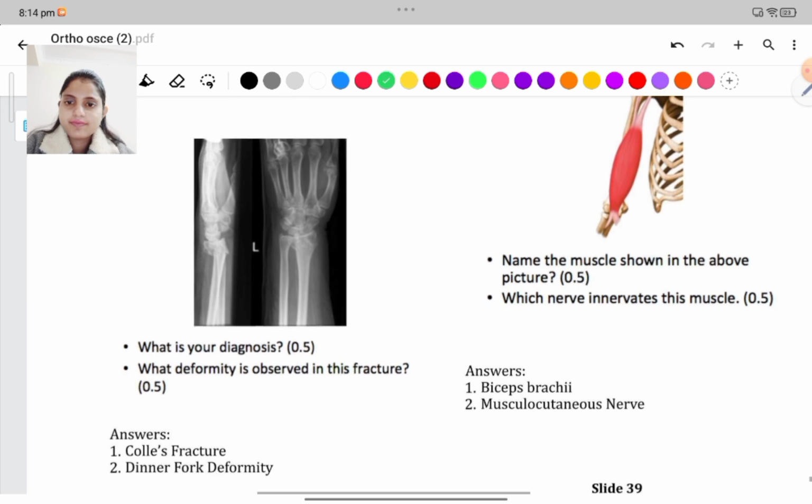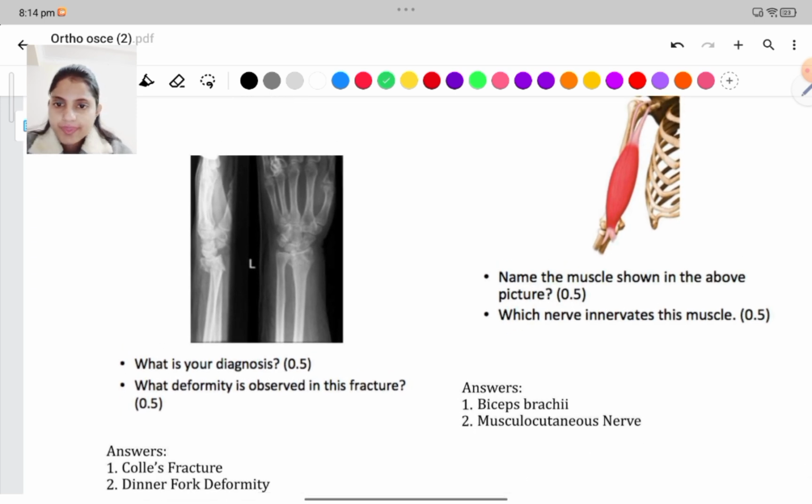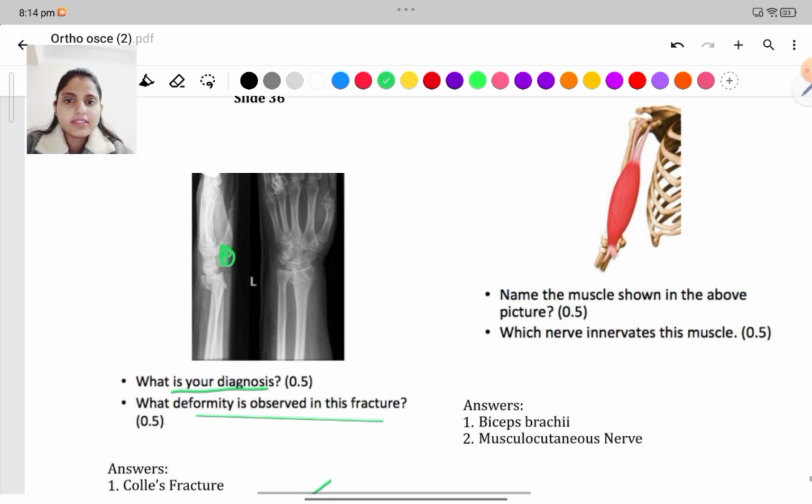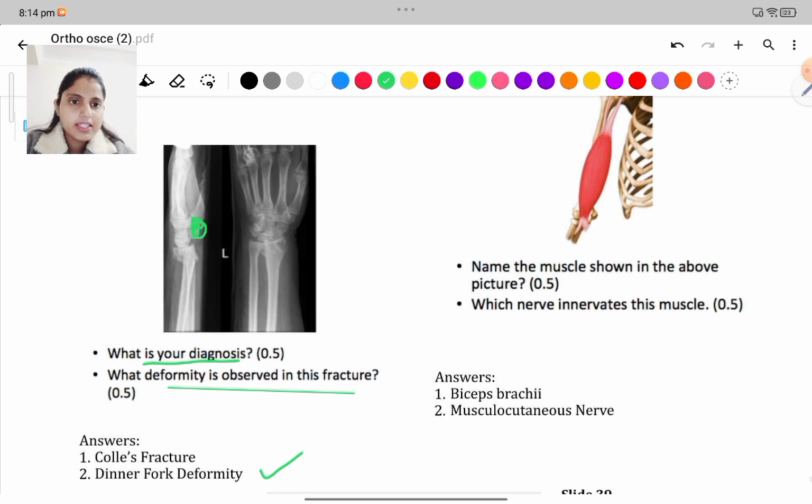What is your diagnosis and what deformity is observed in this condition? Here there is the fracture of the distal radius. So this is the Colles fracture, and dinner fork deformity is seen in the Colles fracture. Name the muscle. This is the biceps brachii muscle, and which nerve innervates this muscle? This muscle is supplied by the musculocutaneous nerve.